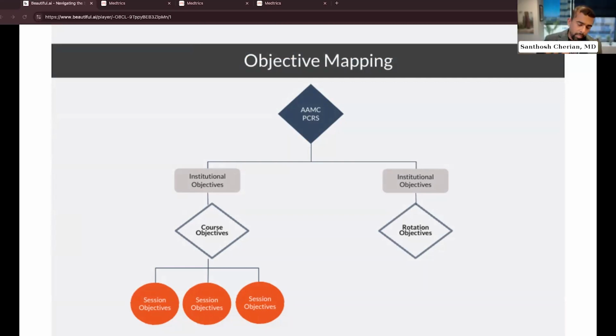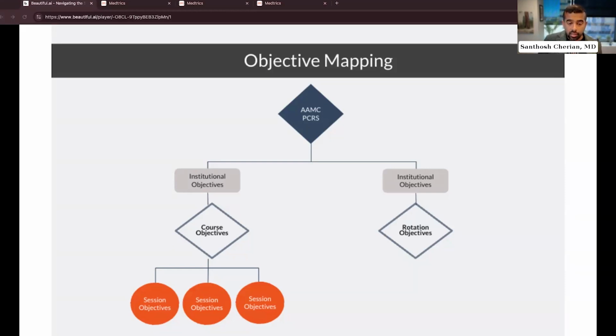Yep. So this is a hierarchy that is often used in the medical school world, and we've also seen this happening in other healthcare professions, where at the top level you have some national or international competency or standard, and then the school would create their own objectives of what they're going to be teaching the students. So this is AAMC's Physician Competency Reference Set. Down here, we have institutional level objectives, which are mapped to the PCRS.